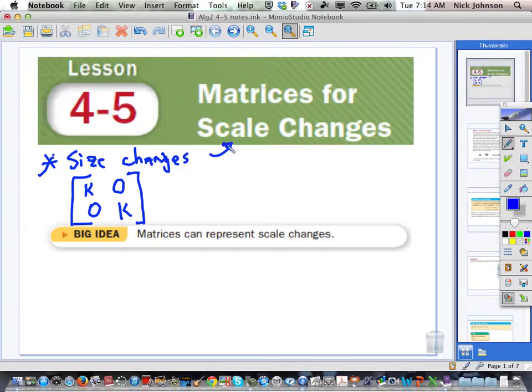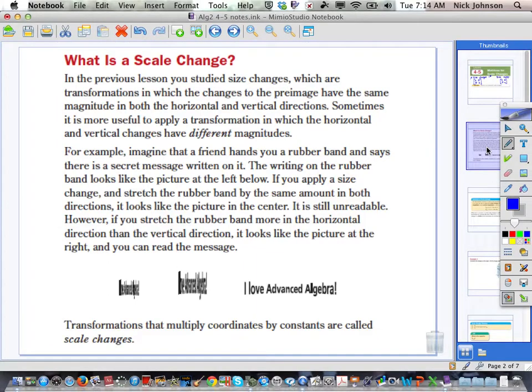But what can happen in a scale change is you can stretch it by different numbers. In a scale change, and you're going to see this in a little bit, you can change your x values by some number, and then you can change your y values by some number. We're going to show you how to do that in just a little bit. So let's move on. What is a scale change?